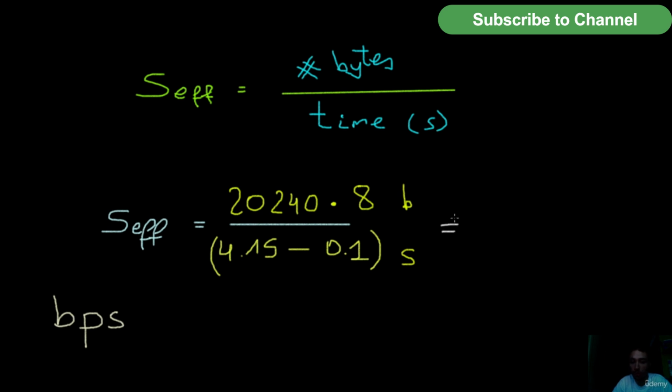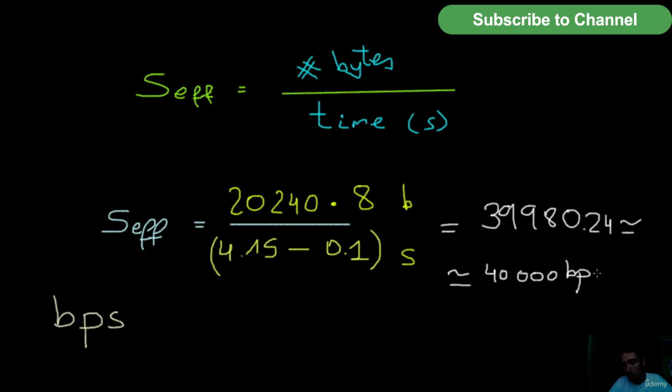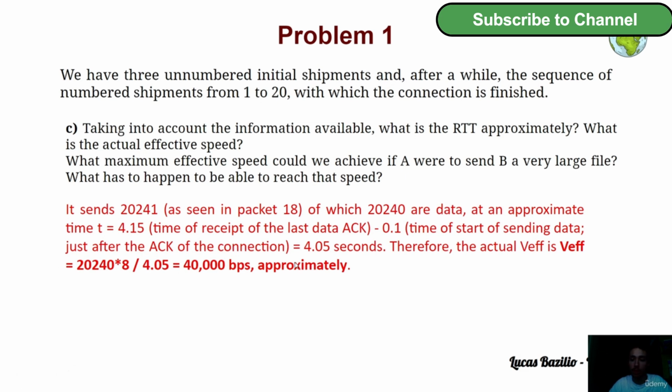So let's compute this. And this gives us a value of around 39,980.24 bits per second, that we can round as well, and this is around 40,000 bits per second. This is the approximate actual effective speed for this TCP connection. As we can see, very simple.